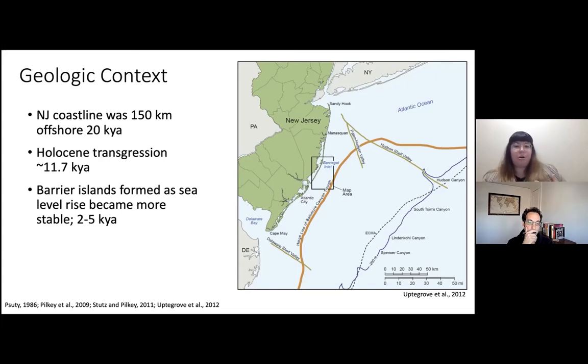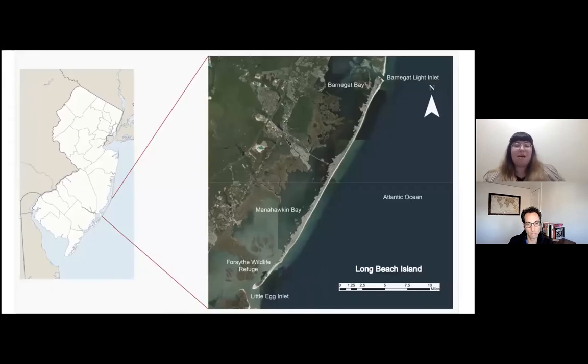But I would like to draw your attention to one barrier island in particular that also happens to be boxed in on this figure, and that is Long Beach Island, or locally, as I found out through living in New Jersey, referred to as LBI. And so LBI is an 18-mile long barrier island located in the southern portion of New Jersey.